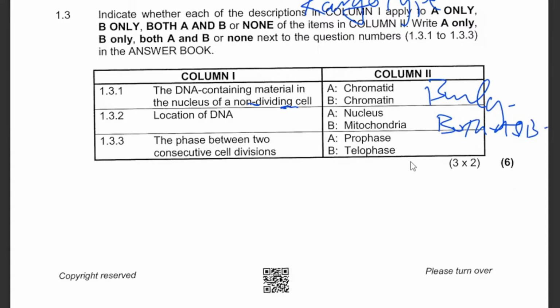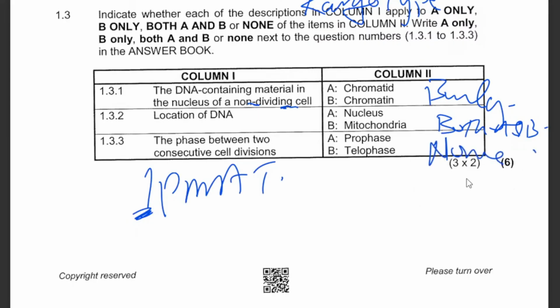They're saying the phase between two consecutive cells. Remember, it's called a growth phase, in between the two. You understand? That's why I said use IPMET. Interphase means in between the two phases, the first growth and the second growth. That's it, interphase. So the answer here is none. 2 marks.